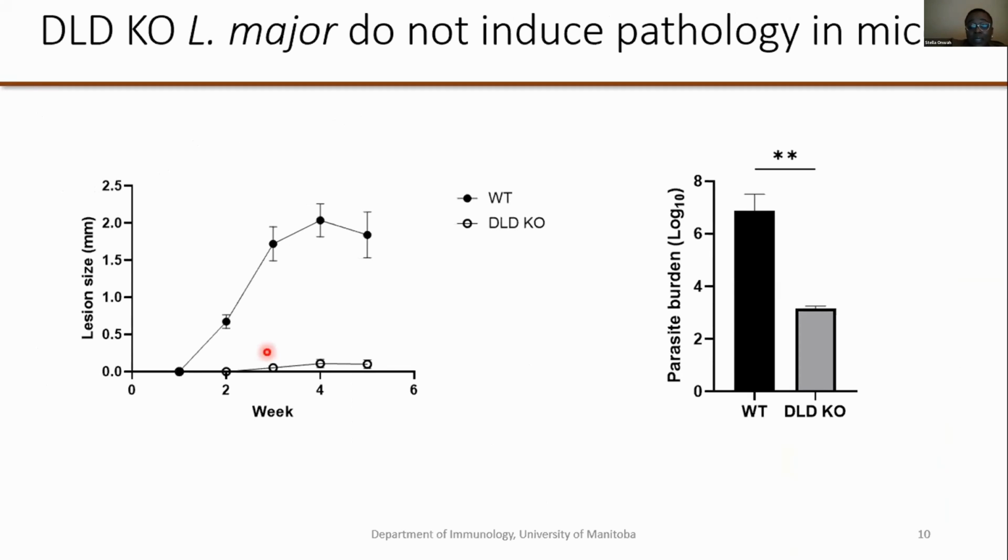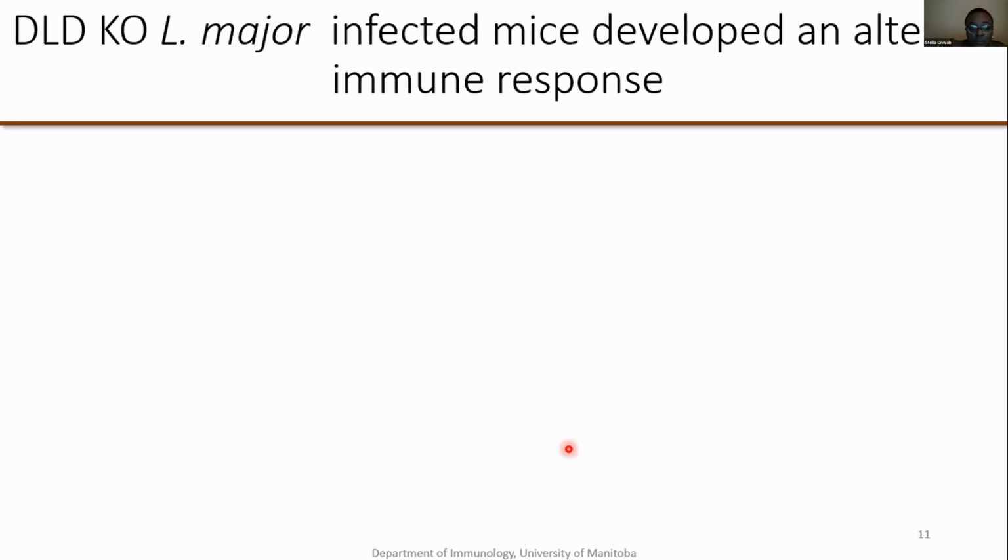So since we see that DLD knockout parasites were compromised in vitro, I wanted to know whether this impaired phenotype can be observed in mice. And so I infected the foot pad of mice with wild-type and DLD knockout parasites and assessed pathology by monitoring lesion development every week. I also assessed parasite burden at 5 weeks post-infection in the foot pad of the animals. And so you can see here that in the DLD knockout group, there was no observable lesion that developed compared to the wild-type group. There was a significant reduction in the parasite burden of the DLD knockout group compared to the wild-type group. And so this suggests that DLD is a virulence factor in Leishmania major.